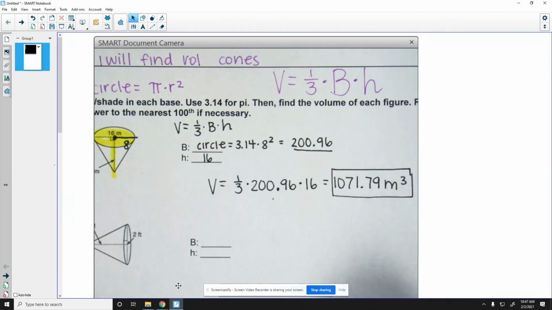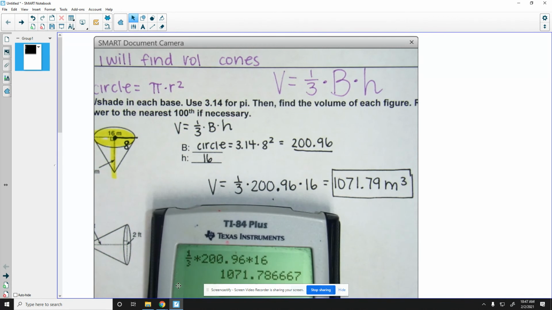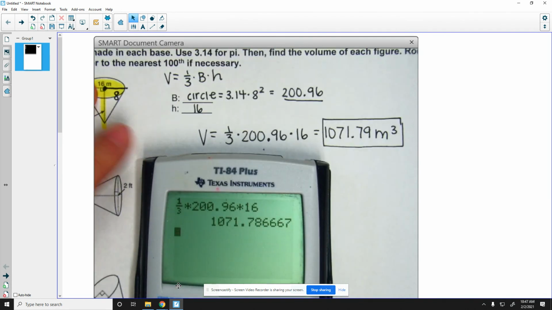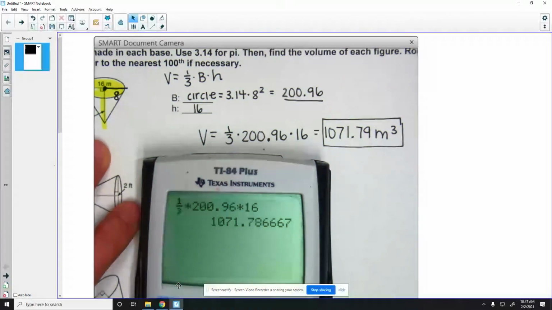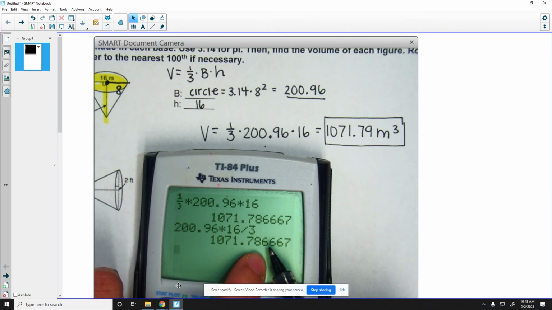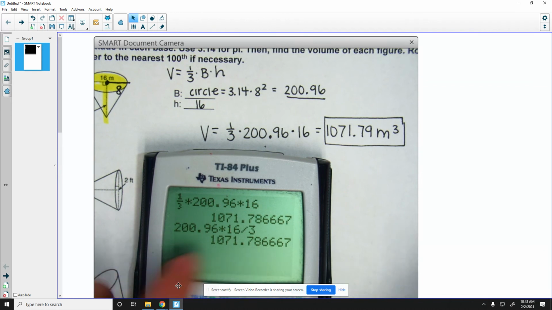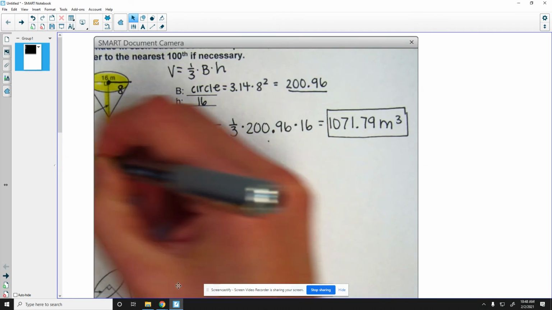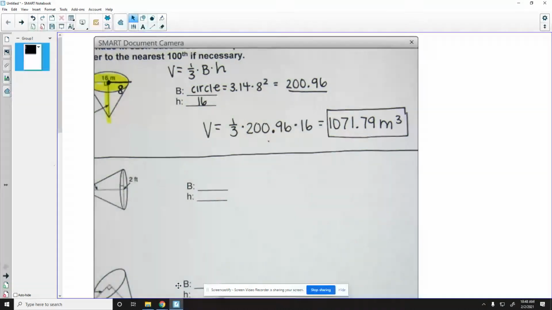So it's meters cubed. So guys, remember how I said yesterday, if you are too lazy to type in 1/3 times, that's the same thing as saying divide by what number? 3. But the rule is you have to write divide by 3 at the very end. Don't write it too early. And you see how you get the same answer? 1071.79, because the 6 tells you to bump it up to a 9. Okay? All right. Let's try another one.